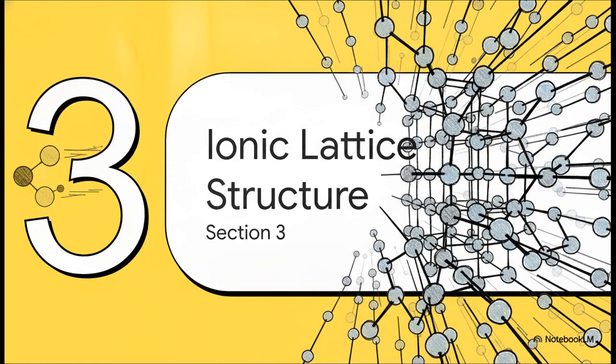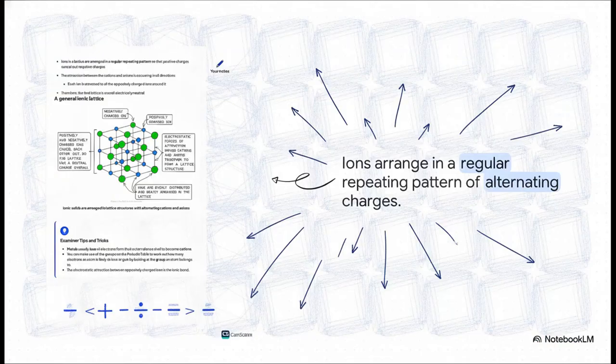So, how does this look on a larger scale? Let's find out in Section 3, the ionic lattice structure. Let's see how this builds from a single pair of ions into a massive 3-dimensional structure. Because in the real world, you don't just have one single sodium atom and one single chlorine atom reacting in a vacuum, right? You have millions of them.